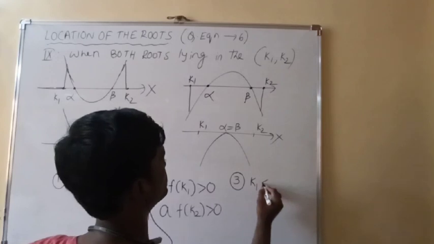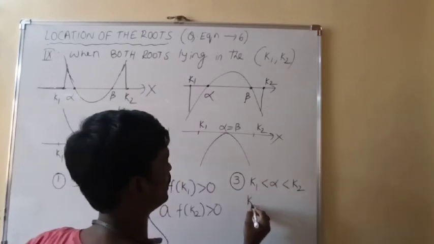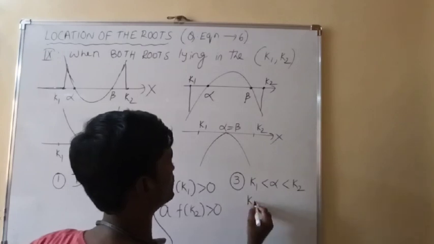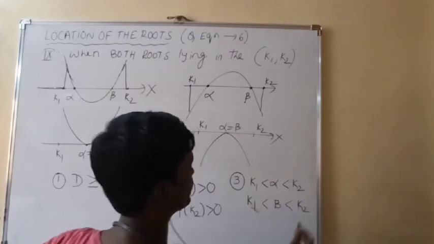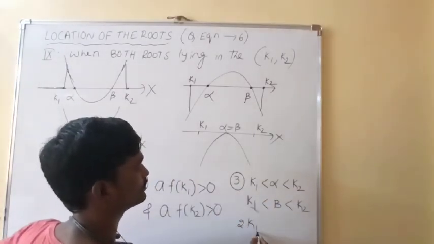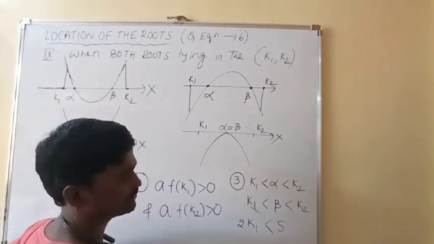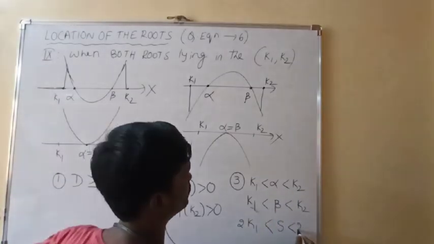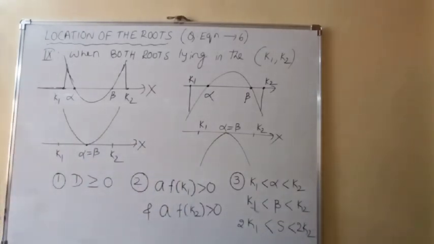And also here, clearly k1 less than alpha less than k2. Correct? K1 is less than beta is less than k2. On adding these two inequalities, what you will get? 2k1 less than alpha plus beta, which is nothing but the sum of the roots, less than 2k2. This is the third condition.